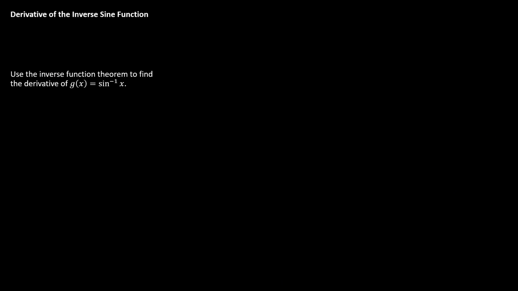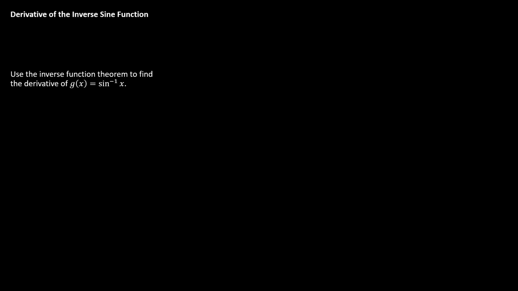Now let's take a look at an example where it matters. In this case, we want to be able to find the derivative of an inverse trig function. We don't have any rules for that at this moment in time, so if we didn't have this inverse function theorem, we couldn't find the derivative of this g of x. So let's go ahead and use it now that we have confidence that it does work.